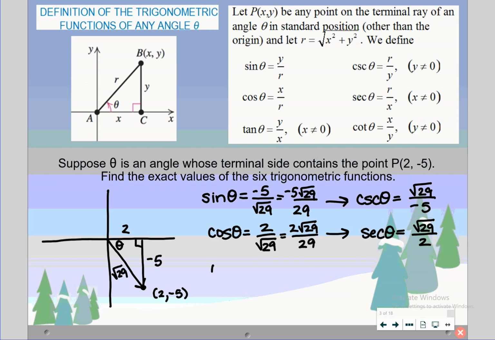And then last but not least, tangent, opposite over adjacent. Opposite is -5, adjacent is 2. That one's easy. And to get cotangent, the reciprocal, -2/5.